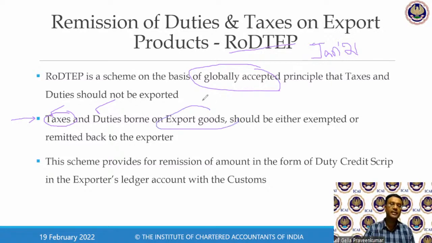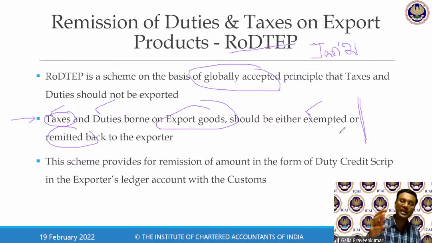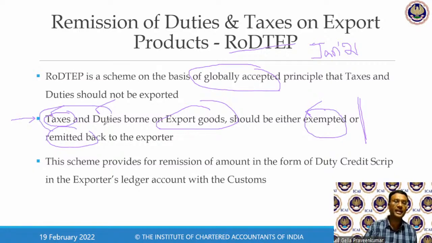And if those goods are exported, the government should generally exempt that particular duty, or it should be given back to the exporter. Now, this is a principle which is internationally accepted. Say someone is coming to India to set up their business. This company does operations in India and also exports out of India. When the goods are exported out of India, you give an exemption for the taxes and duties paid in India, or you give back that money to that exporter.